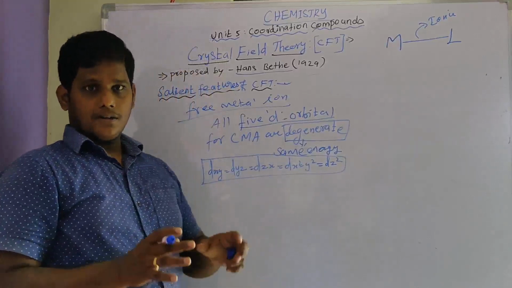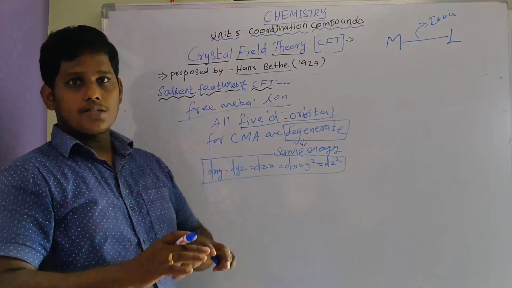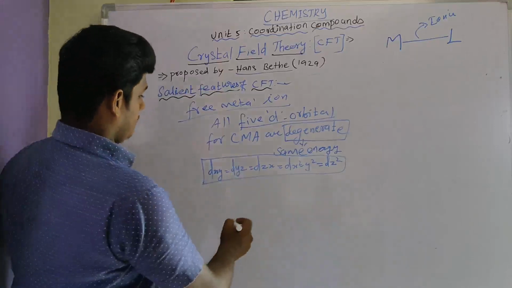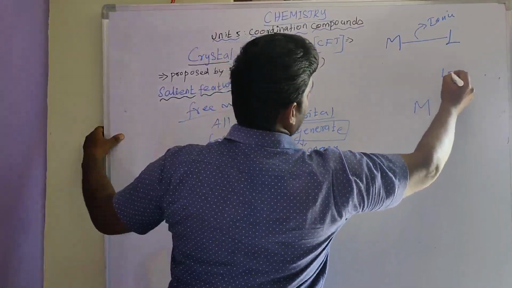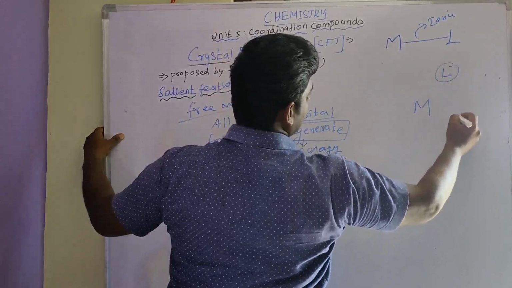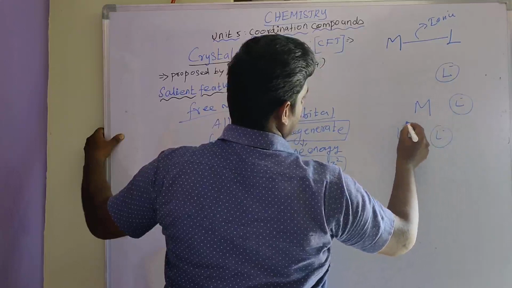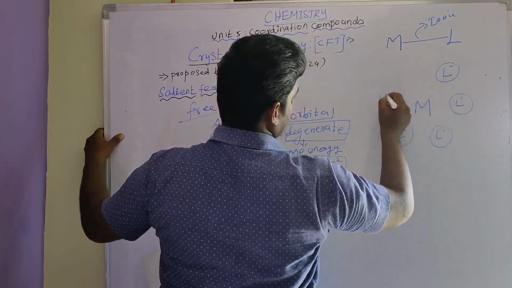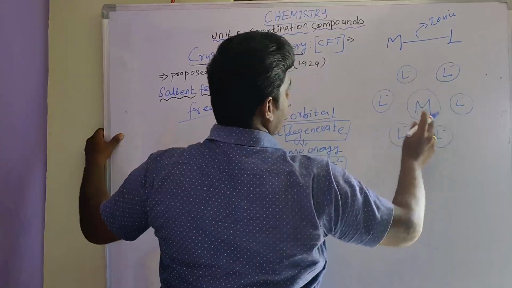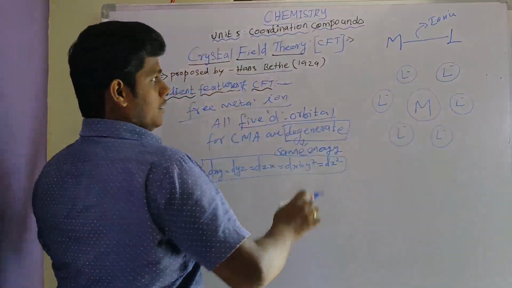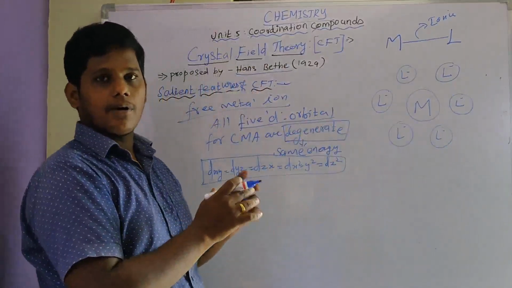Now the ligands form a spherical field of negative charge surrounding the metal. Here the metal is present, and here are the negative ligands. This is the central metal atom, and these are the ligands. So the ligands form a spherical field around the central metal atom or ion.